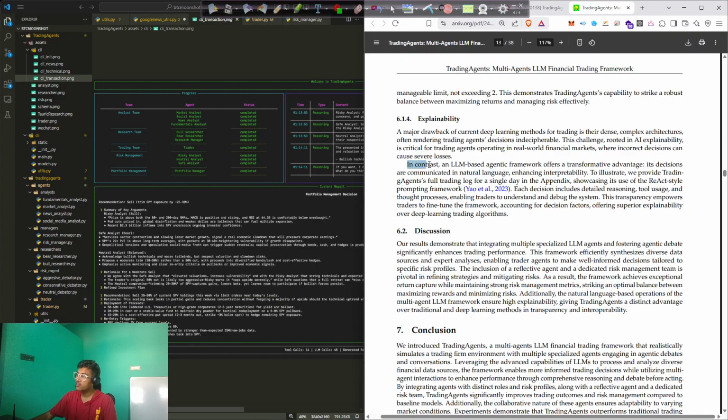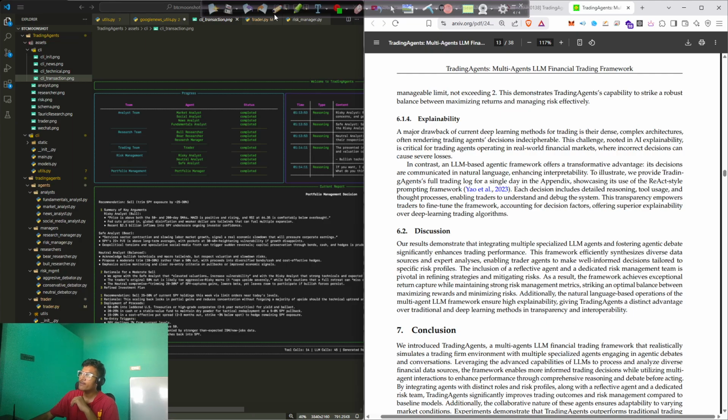Now, in contrast, an LLM-based agentic framework offers a transformative advantage. Its decisions are communicated in natural language, enhancing interpretability. To illustrate, we provide trading agents' full trading log for a single day in the appendix, showcasing its use of the ReAct style prompting framework. Each decision includes detailed reasoning, tool uses, and thought processes, enabling traders to understand and debug the system. This transparency empowers traders to fine tune the framework, accounting for decision factors, offering superior explainability over deep learning trading algorithms.